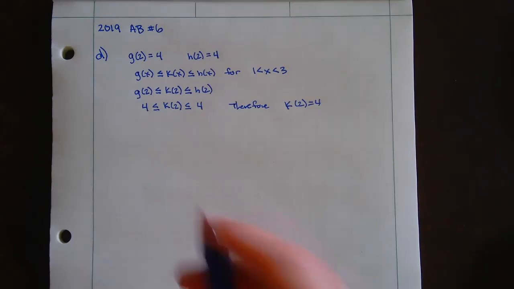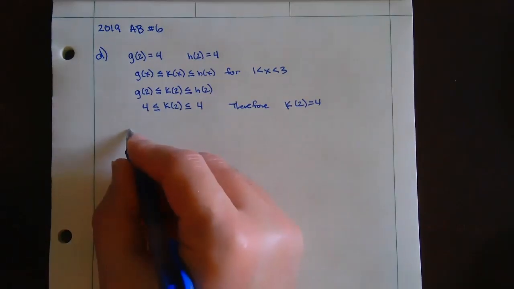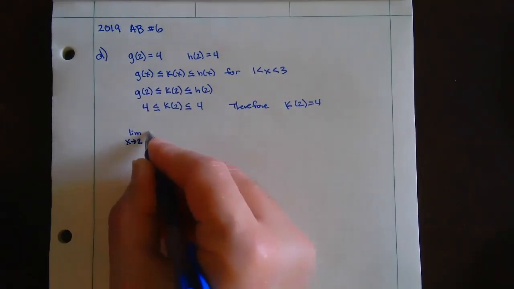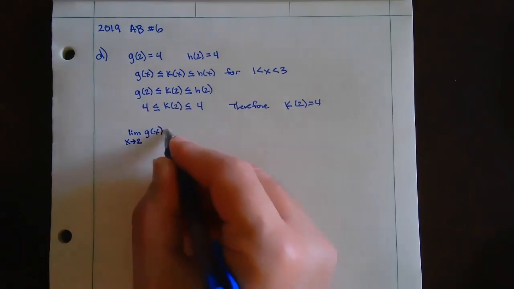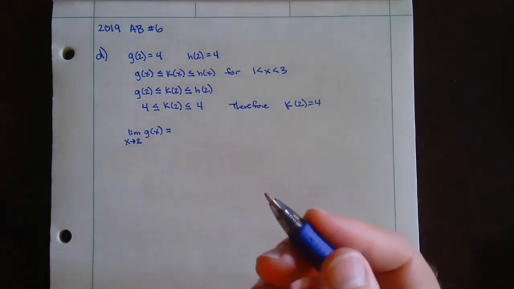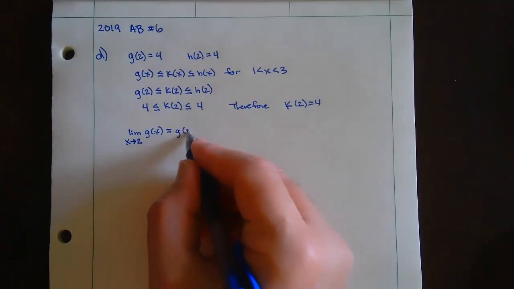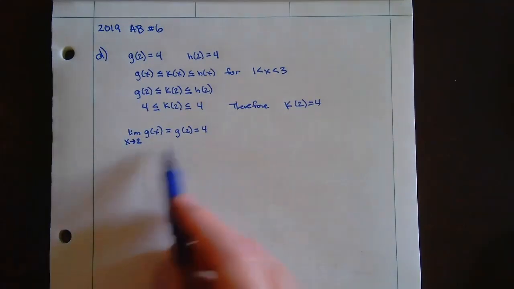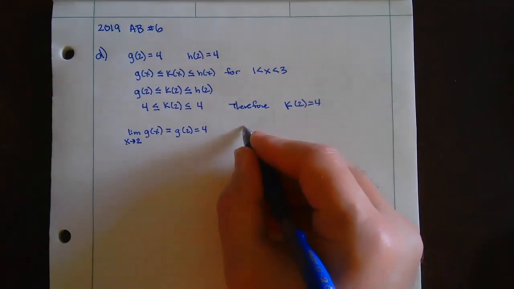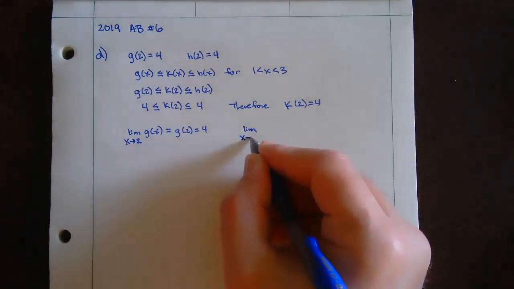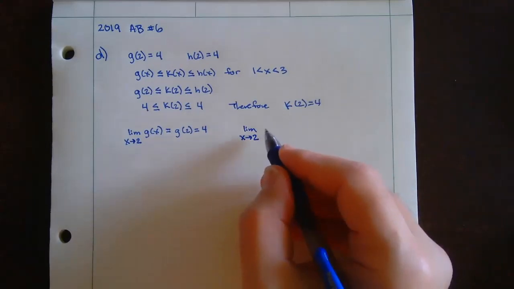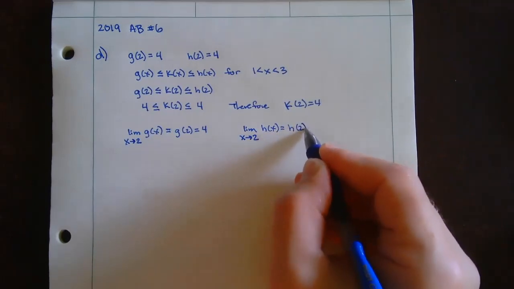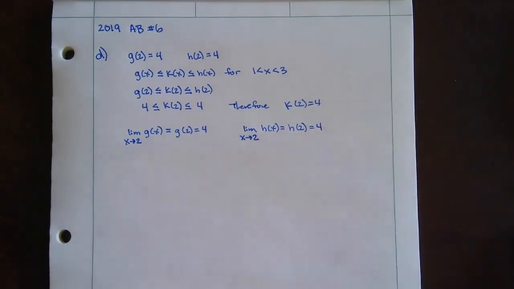Okay, all right. So we know that the limit as x approaches 2 of g of x is equal to g of 2, which is 4, right? Okay, why? Because g is continuous, okay? So these have to be the same, okay? And we also know that the limit as x approaches 2 of h of x is also equal to h of 2, which is equal to 4, okay?